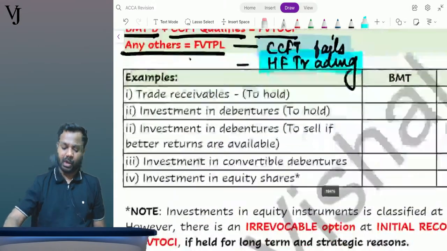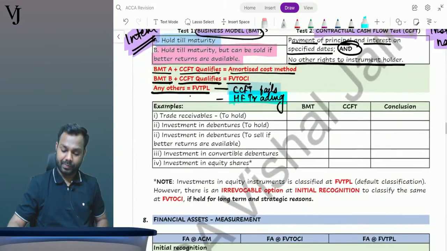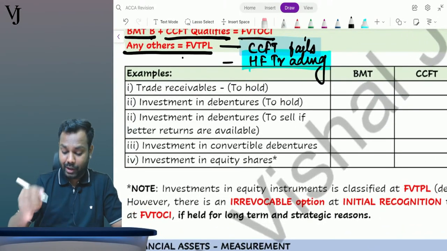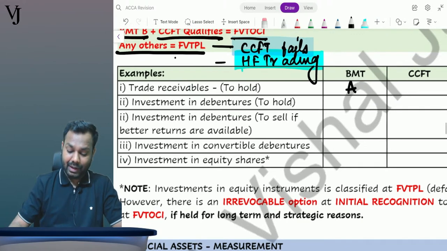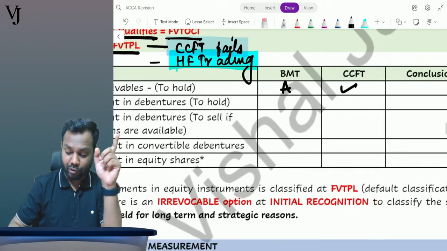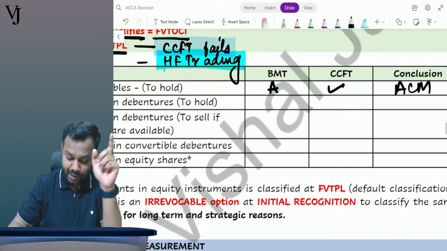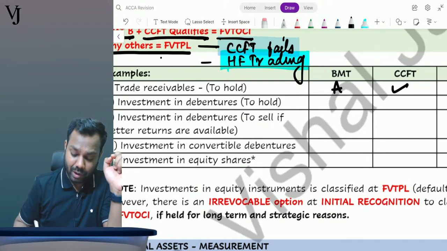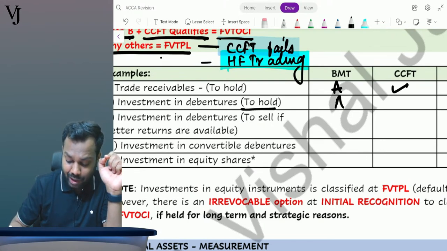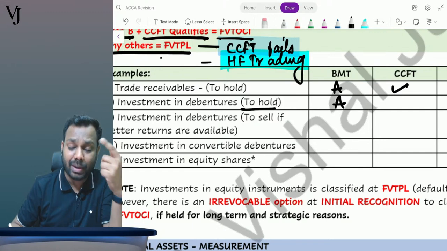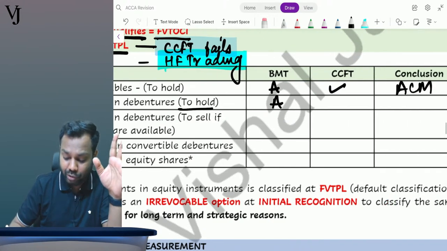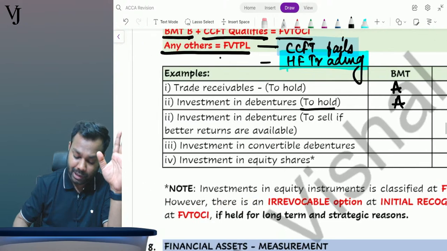Now, you have to tell me the classification for these. Trade receivable: the intention is to hold till maturity. So business model test A and the contractual cash flow test qualify, so it is amortized cost method. Investment in debentures: the intention is to hold till maturity, so business model test A qualifies. From debentures, I will get principal and interest and no other rights. So the contractual cash flow test passes and hence amortized cost method.